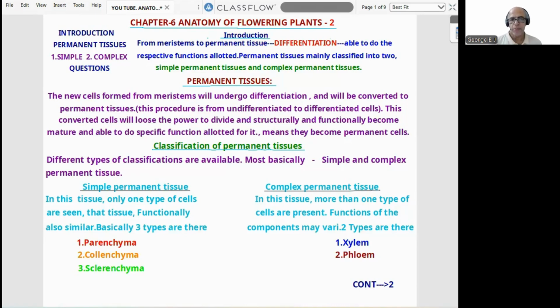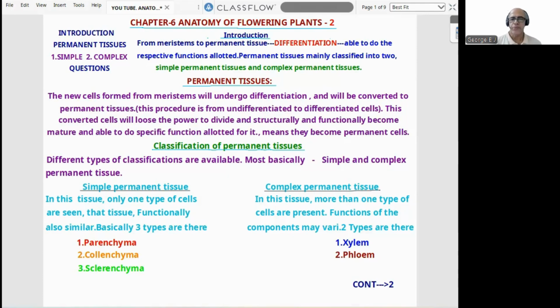New cells formed from meristems will undergo differentiation and will be converted to permanent tissue. This procedure is from undifferentiated to differentiated cells. These converted cells will lose the power to divide and structurally and functionally become mature and able to do the specific function allotted for them. Means they become permanent cells. I think you got the idea of how the meristematic cells become permanent through differentiation and how they are able to do the function. Now comes classification of permanent tissue.